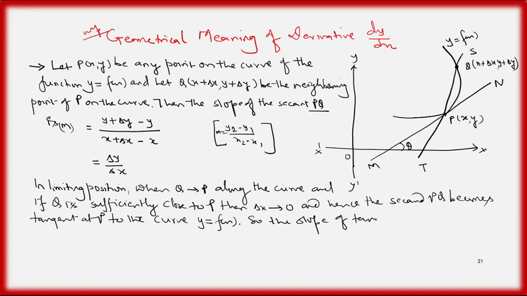So the slope of the tangent is m equal to limit del x tends to 0. Again, I will say, as soon as Q comes to P, the value of del x becomes negligible, tends to 0, and then del y by del x equal to dy by dx. This is the slope.